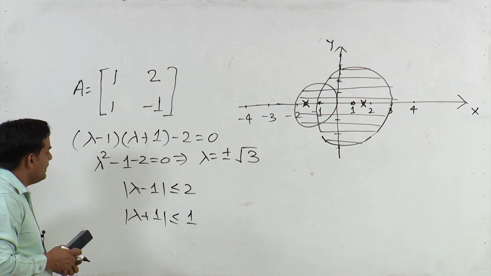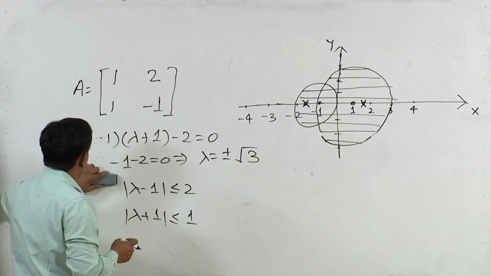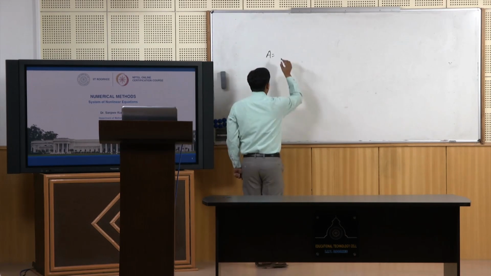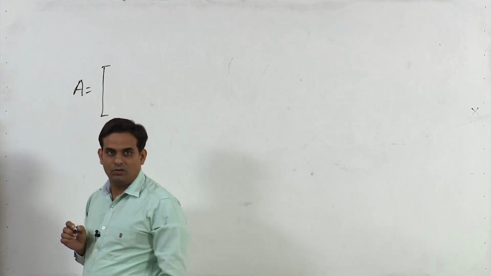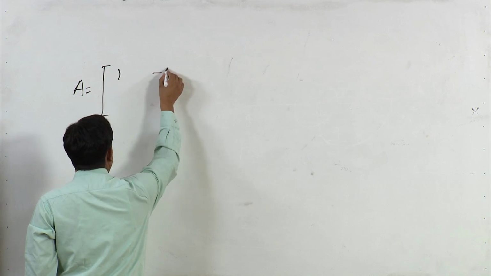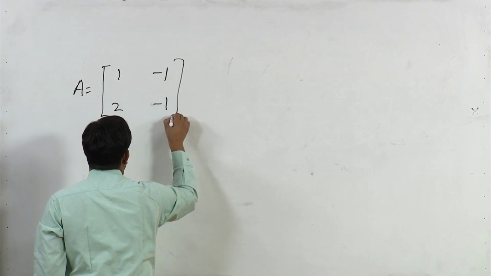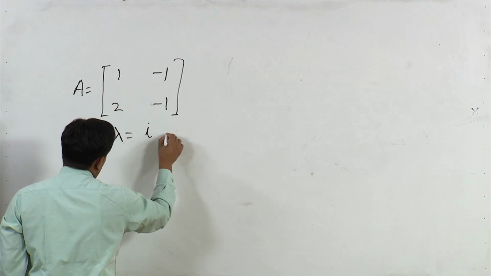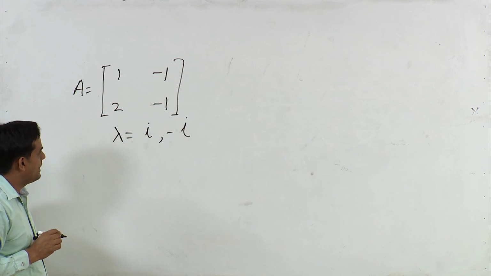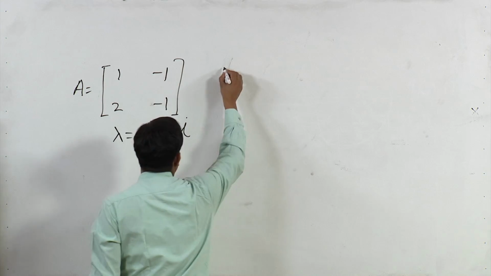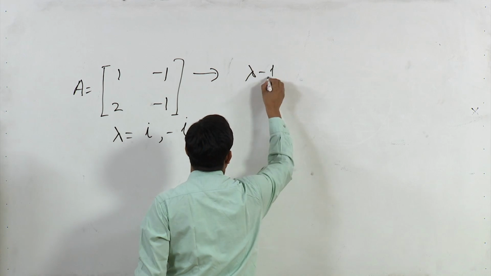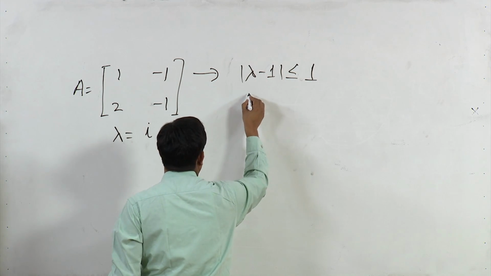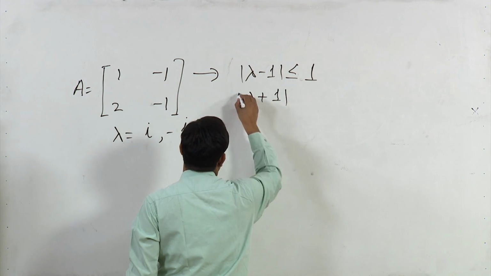Here the eigenvalues are real. Let us take another example where the eigenvalues are imaginary. Again, for the sake of simplicity, let me take a simple 2 by 2 matrix, 1 minus 1 2 minus 1. Now the eigenvalues of this matrix, if you calculate with the characteristic polynomial, are i and minus i. Now this row gives me the Gershgorin disk |lambda minus 1| less than or equal to 1, and the other one gives |lambda plus 1| less than or equal to 2.